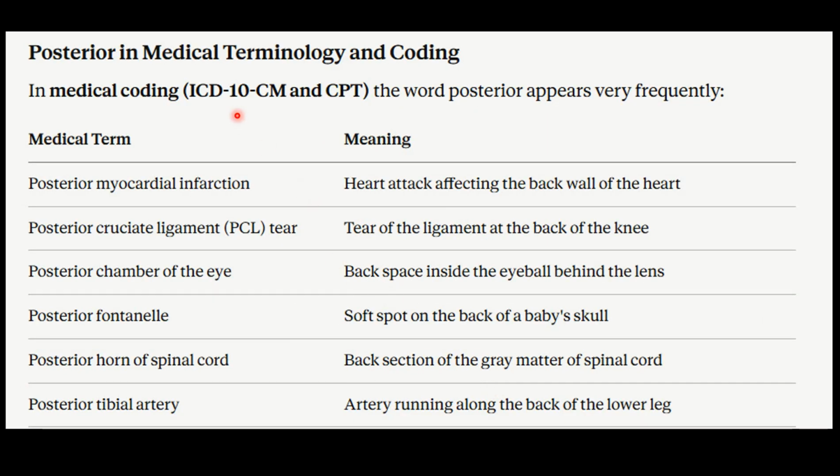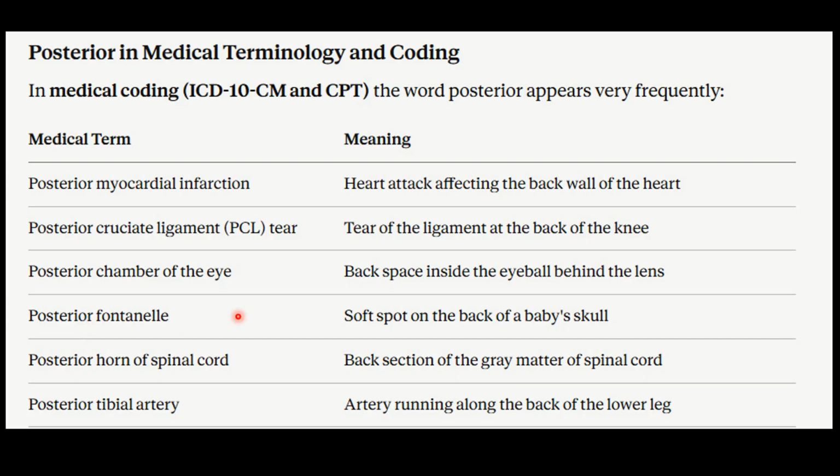So in medical coding like ICD-10-CM or CPT, the word posterior appears very frequently, like posterior myocardial infarction, which means heart attack affecting the back of the wall. Okay, so when heart attack is affecting the back of the wall, we will use the term posterior myocardial infarction. Similarly, posterior cruciate ligament, which is PCL tear, is tear of the ligament at the back side of the knee. Then we have posterior chamber of the eye, which is nothing but a back space inside the eyeball behind the lens.